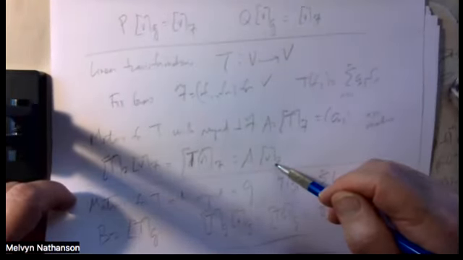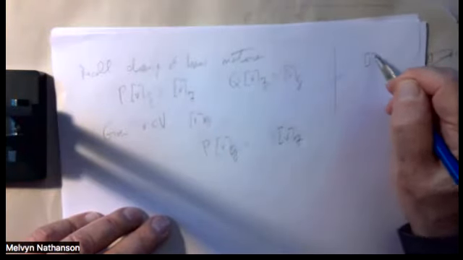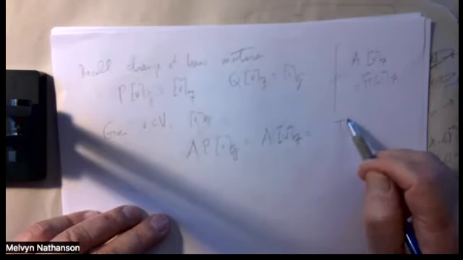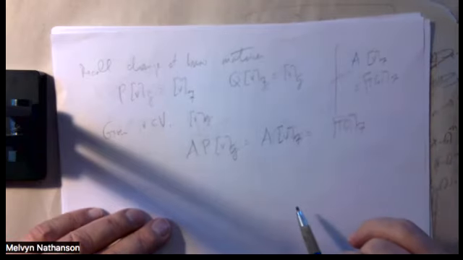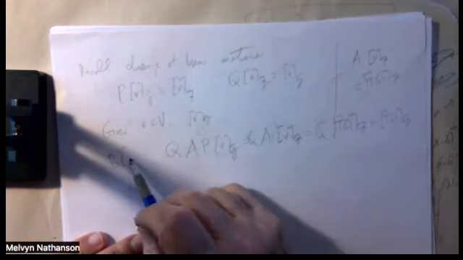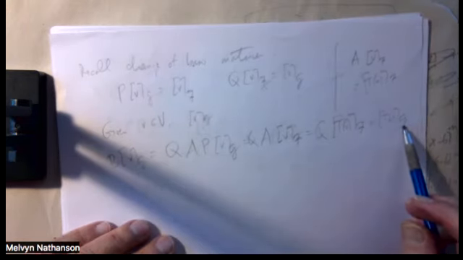Now the matrix A has the property that A applied to the coordinate vector for V gives me the coordinate vector for T of V with respect to F. So if I multiply this by A, I get the coordinate vector for T of V with respect to F. And if I multiply this by Q, I get the coordinate vector for T of V with respect to G. But B times the coordinate vector for V with respect to G gives me the coordinate vector for T of V with respect to G.